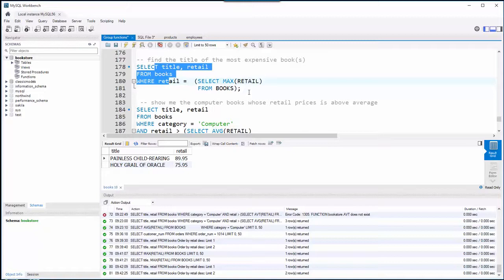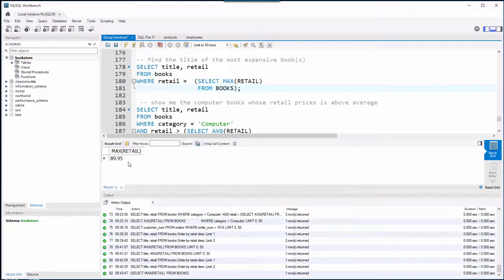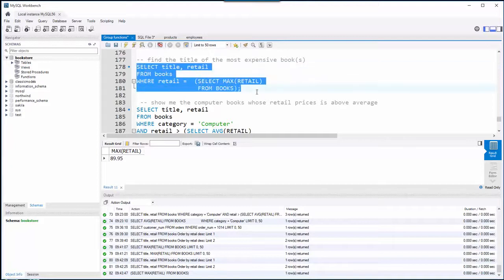So here we go. And the beauty of subqueries, like this at least, is I can run each piece. I can select that and hit run and get $89.95. And you can kind of recognize that that's returning a single number. Perfect. And now this query is going to say, show me the title and retail price of all books. Notice I have an S here that have that price of $89.95.